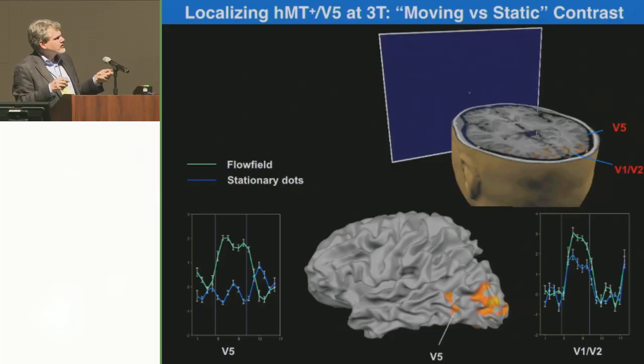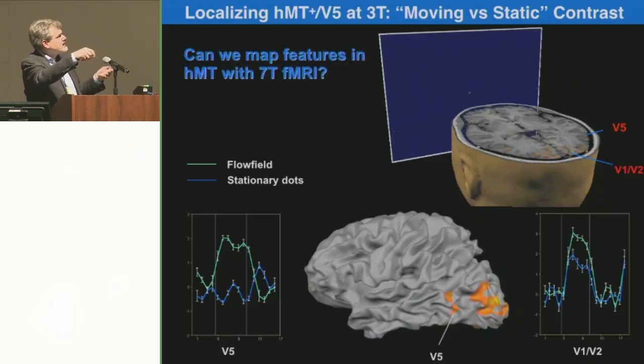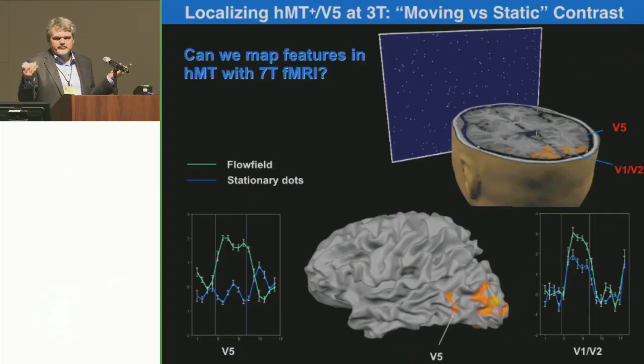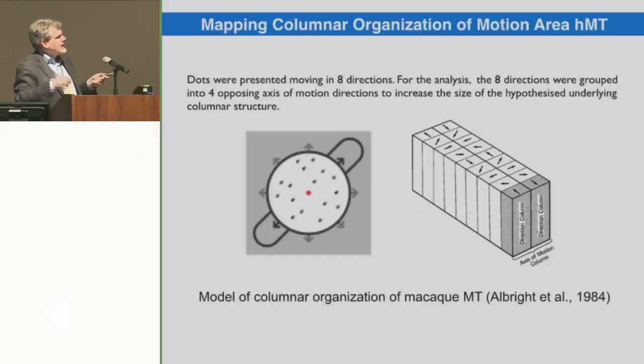And the point now is we want to redo this experiment with the new high field scanning, but with the question in mind whether we can see the features within MT, and not just that MT is active as a motion area. So now we want to zoom inside and see the coded features in this area. And what did we do? We presented dots which moved in 8 different directions of motion: up, down, left, right, and the others. So 8 directions of motion.